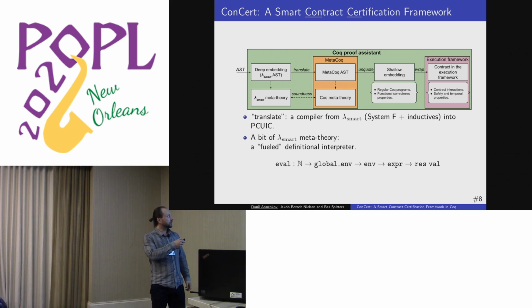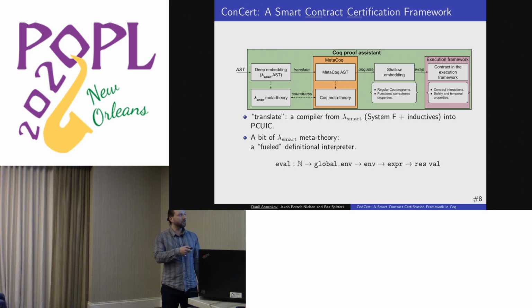We start here with the AST of the language we want to verify. Currently we support Acorn. From this, we print an AST in our Lambda Smart in deep embedding. Once we have this, we can apply a translation function, which you can think of as a compilation procedure from System F plus inductives into the calculus of inductive constructions. Once we get here, we can use the unquote functionality provided by MetaCoq to produce a shallow embedding. This is a regular Coq function, so we can prove function correctness properties in a convenient way.